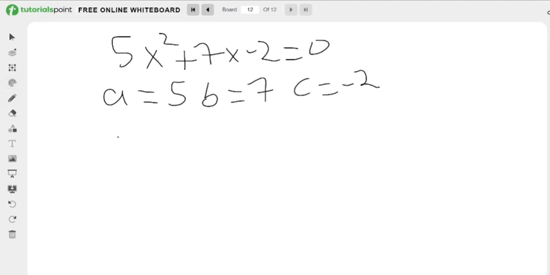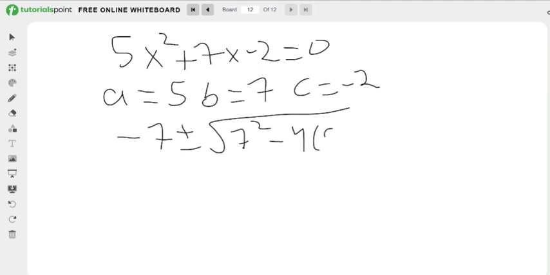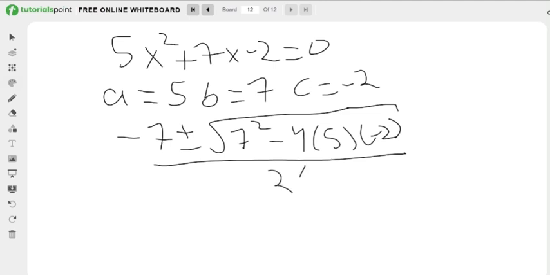So we have negative b, right? So our b value is 7. So negative 7 plus or minus the square root of b squared. So we have 7 squared minus 4 times a times c. So our a is 5 and our c is negative 2. And square root all over this and all over 2a. So our a is 5, 2 times 5. And this is our x coordinate that we're trying to find.